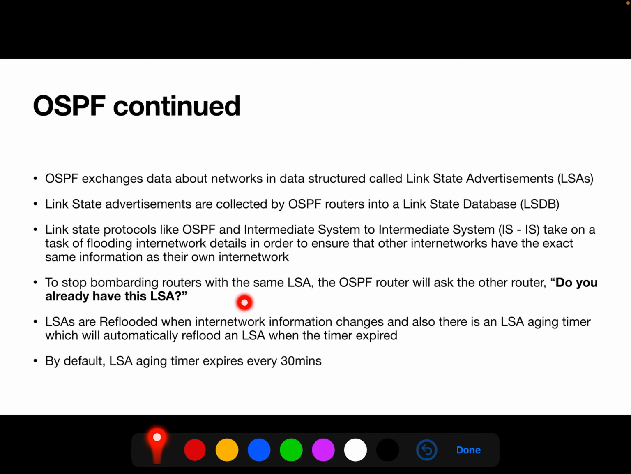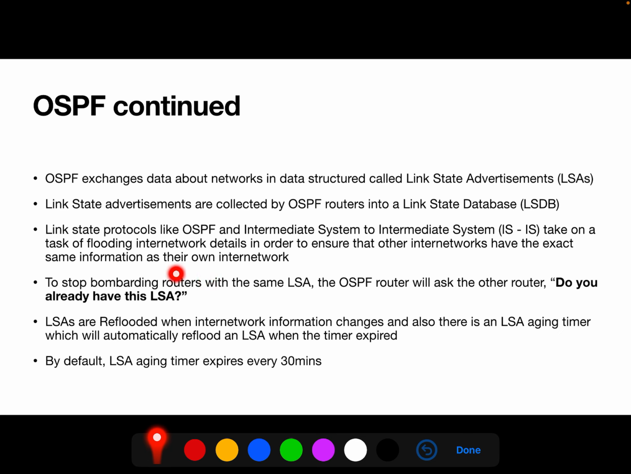However, to stop flooding the same link-state advertisements and telling the router the same thing, the OSPF router will first ask the other router, do you already have this LSA? It's like receiving the same brochure again and again. Imagine a brochure about a new pizza restaurant that's opened down the road. You receive the same brochure every day in your mail and you get really frustrated. You already know that this pizza place has opened, but you've received 7 brochures in the last week telling you about it.